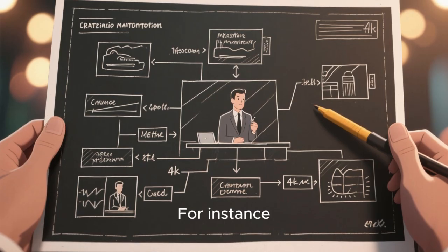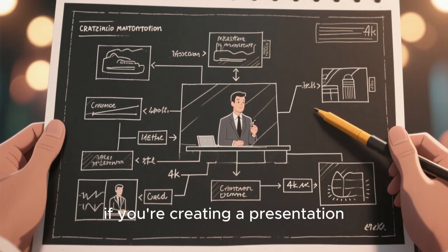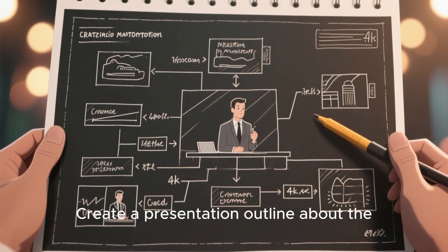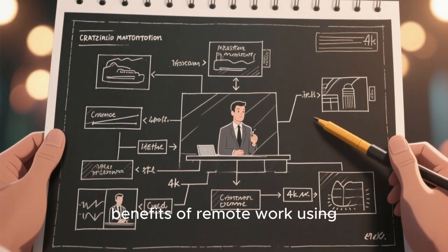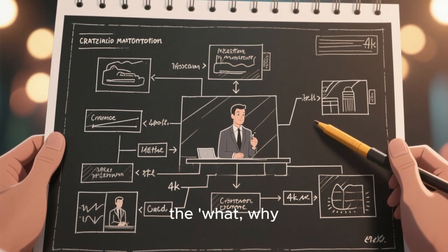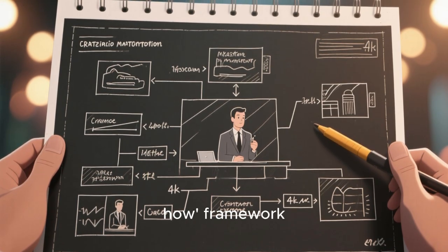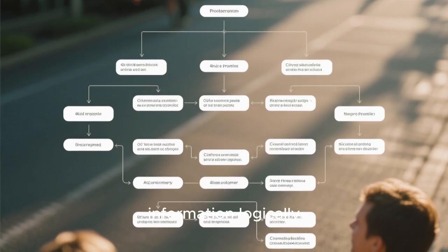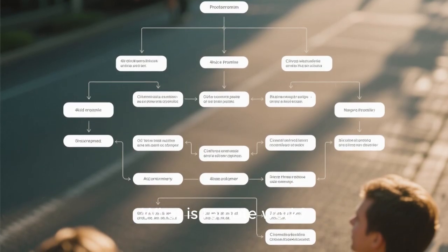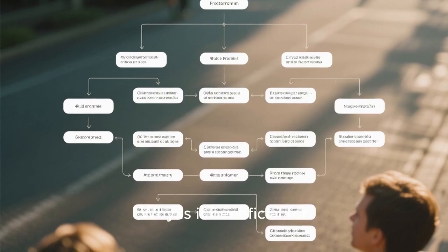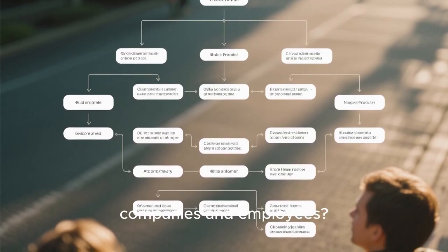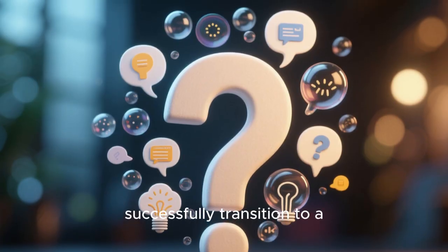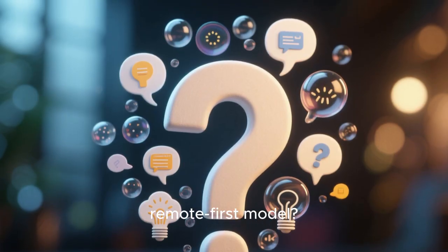For instance, if you're creating a presentation, you could prompt the AI with "Create a presentation outline about the benefits of remote work using the what, why, how framework." The AI would then structure the information logically. What is remote work? Why is it beneficial for companies and employees? How can a company successfully transition to a remote-first model?